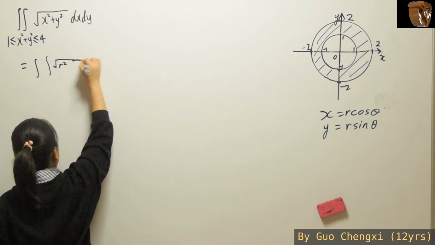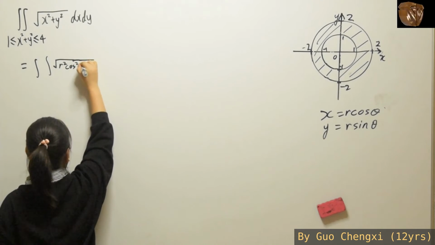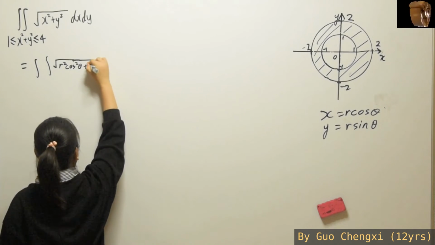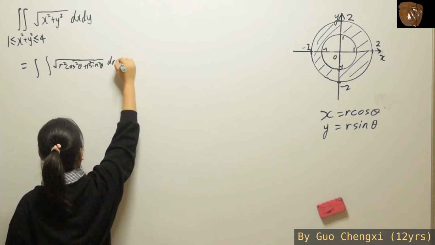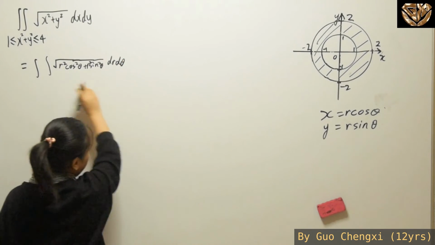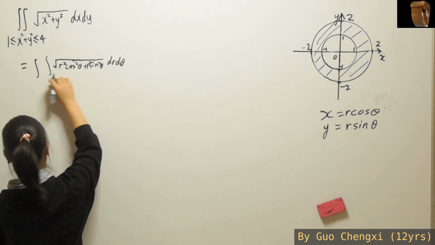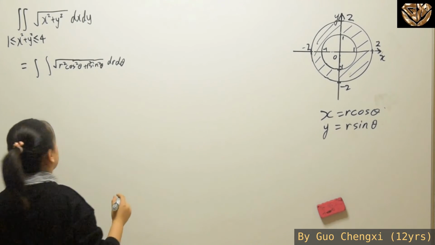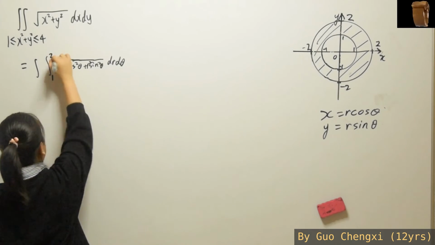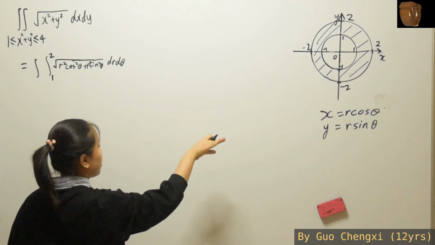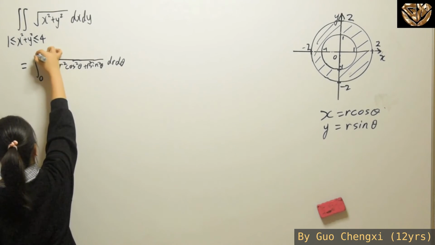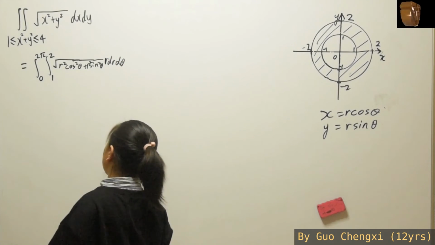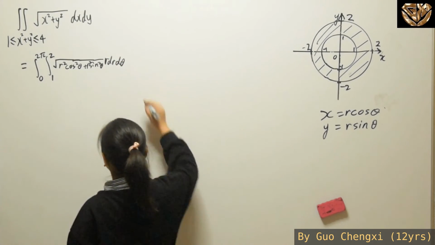r squared cosine square theta plus sine square theta. So over here, later then I'll tell which one we will integrate with respect to first. So for the r, what we're going to have is definitely from 1 to 2. So r will be from 1 to 2, while theta being the full circle, it will be from 0 to 2 pi. And here, when we change to polar coordinates, we have the r dr d theta.